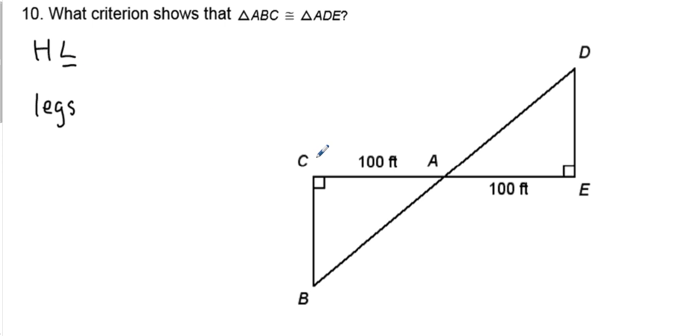And if we wanted to show that the two triangles were congruent, we would have to have these two sides congruent. Now, side AB would have to once again be congruent to side AD. Side AB is the hypotenuse of the triangle on the left. Side AD is the hypotenuse of the triangle on the right. So the criterion or the postulate we have to use is HL.